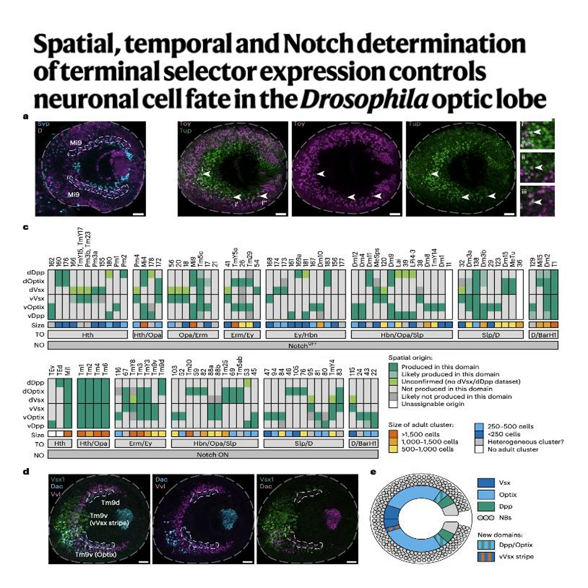Right. So a neuron born in the VSX spatial domain during, say, the Hth temporal window has a completely different foundational identity than a neuron born in the exact same domain, but later during the Ey window. Yes, exactly. And that brings us to the third specification module, which is Notch status. This is a binary switch we touched on earlier with the ganglion mother cell. Right, the middle manager split.